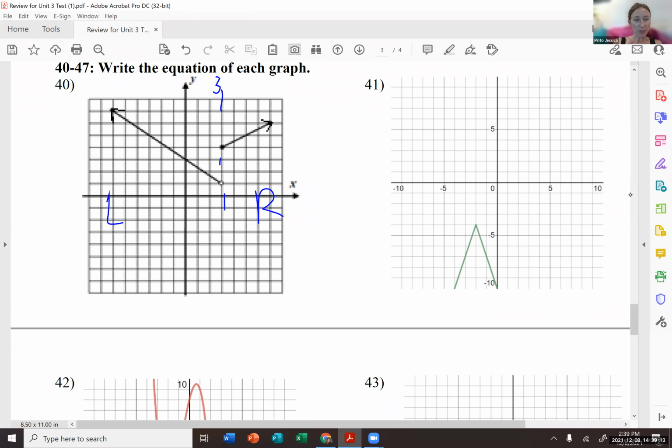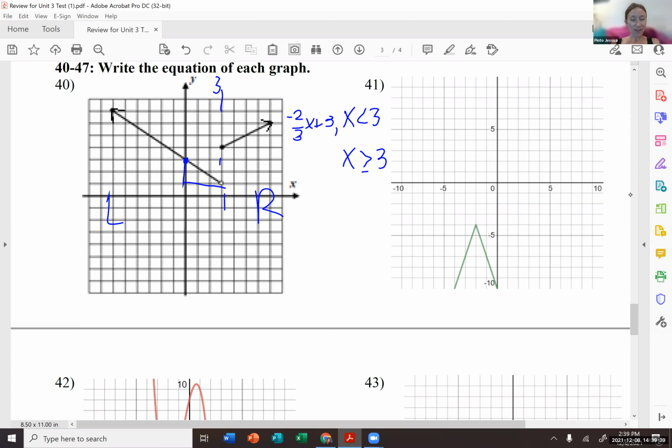So this left function is x is less than 3, which means that the other function is x is greater than or equal to 3. And then I see that the slope here is down 2 and over 3, so that's negative 2/3 x. And then this is the y-intercept, so that's at 4.